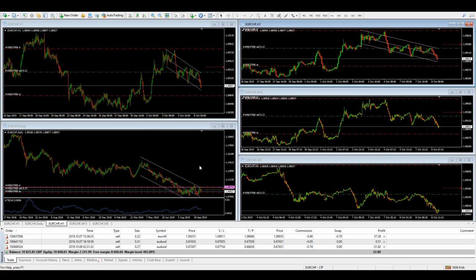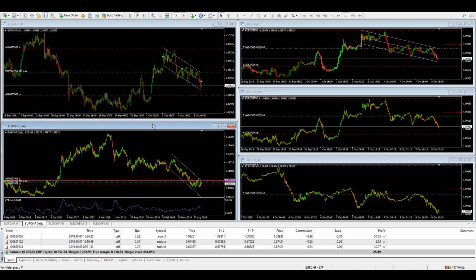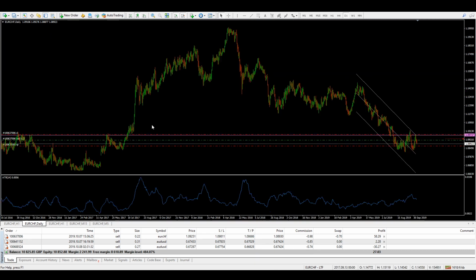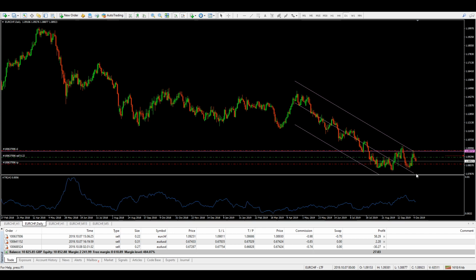This is the other trade I'm in, Euro Swissy. This is going okay. This is going into profit. So what's this at the moment? Just under about £55 after swaps and comms. This was based on the daily, giving lower highs and lower lows.